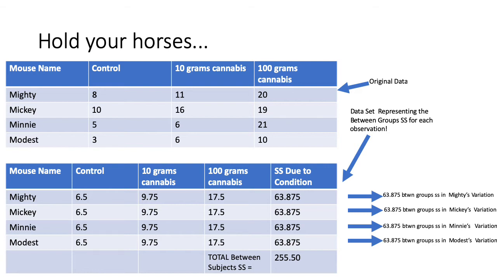actually have 4 times the impact than what we thought earlier. So because we have these 4 different participants who each have 3 different scores that represent the different means for the different conditions, we do not have a sum of squares of 63.875. We have a sum of squares of 63.875 times 4. So our between group sums of squares is 255.5.